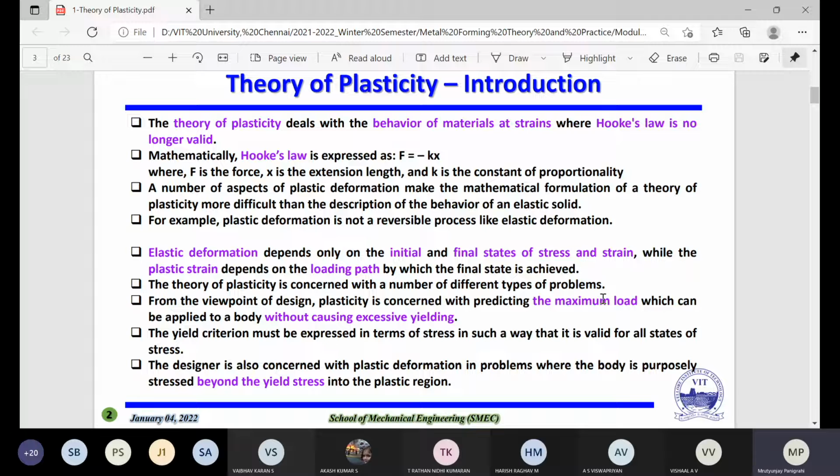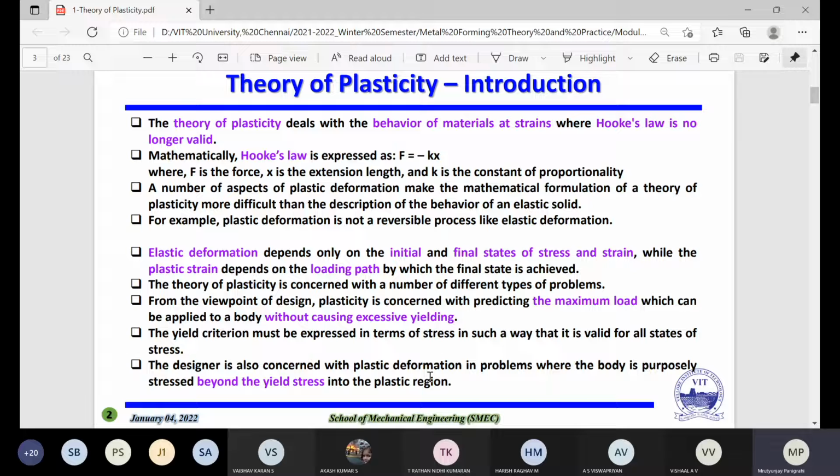You cannot say that this process is the best one, that we have no limitation or no disadvantage, and that all things give us only advantage. So from the viewpoint of design, plasticity is concerned with predicting the maximum load which can be applied to the body without causing excessive yielding. Excessive bending is not required for plastic deformation, so we have to limit ourselves within the yielding zone.